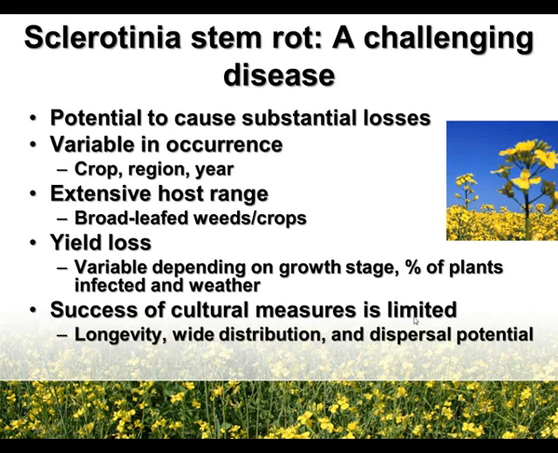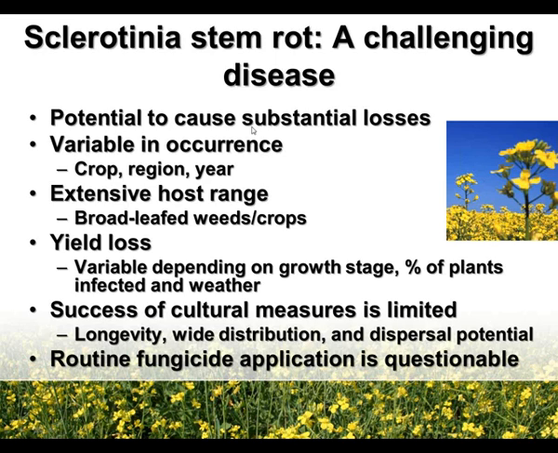The success of cultural methods of control like rotation is limited, and I've mentioned that already. The longevity of the sclerotia is 2 to 3 years at least, there's wide distribution, and there's the potential for it to move from one field to another. This variability that we see really makes routine fungicide application questionable in a number of areas of Western Canada. If you look at some areas like the Red River Valley, where you're getting more consistent moisture conditions, or maybe the Barrhead, Westlock, Fort Saskatchewan area around Edmonton, which can be quite wet, you're going to have Sclerotinia challenges probably more frequently.